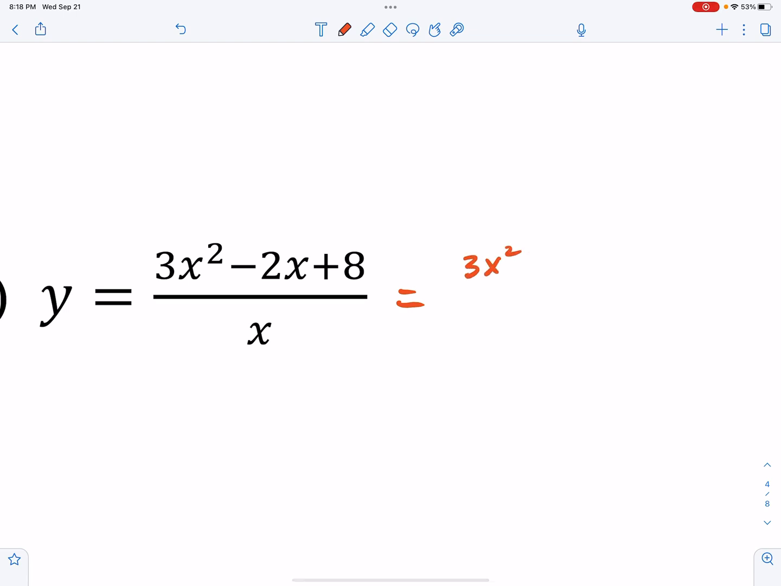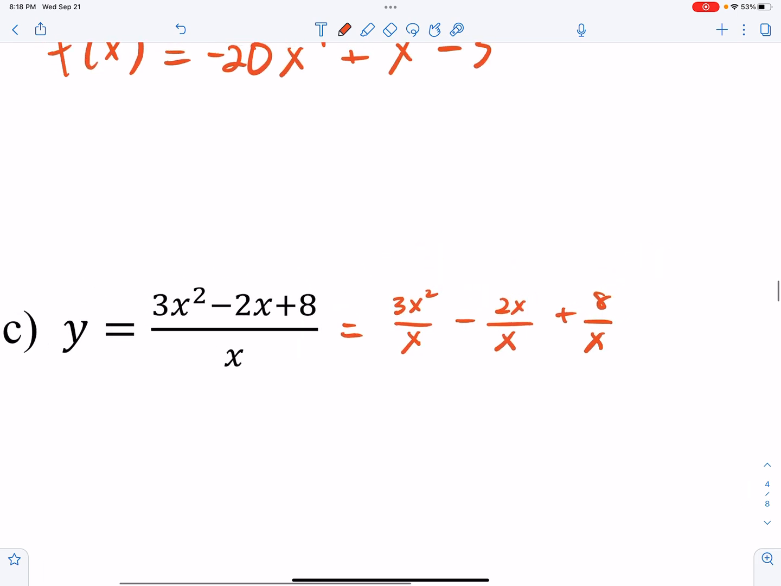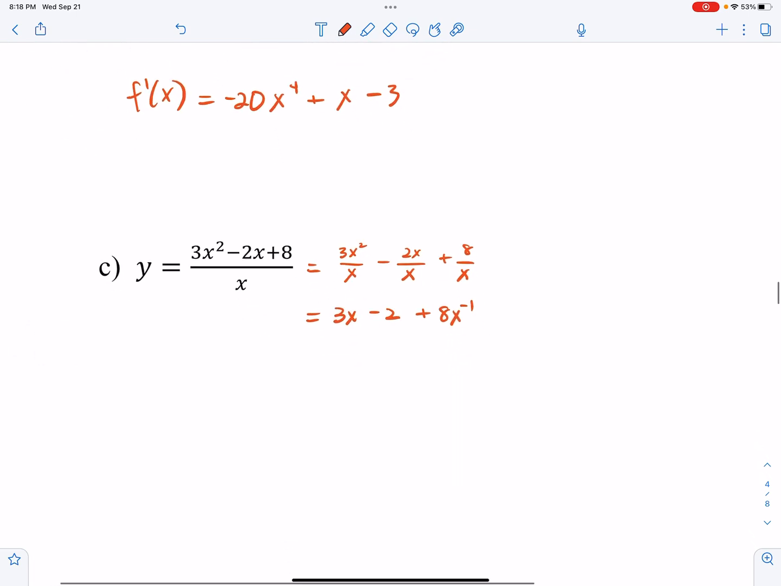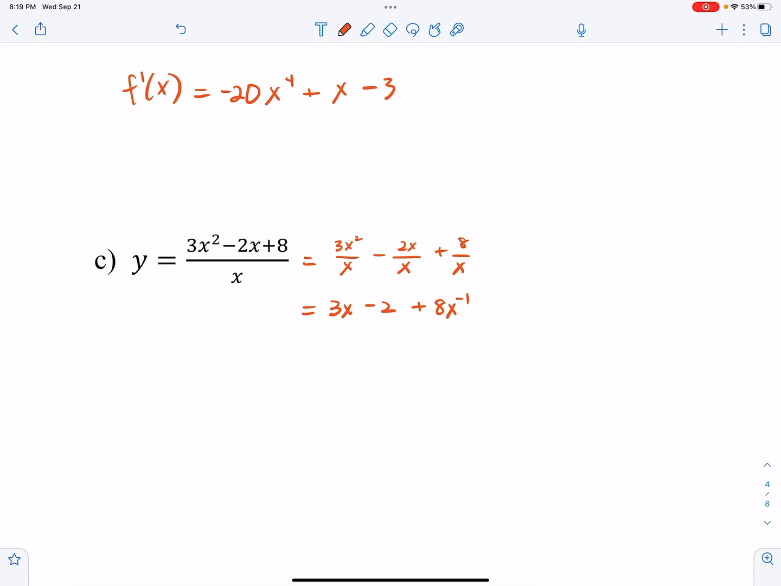So 3x squared over x minus 2x over x plus 8 over x, and then simplify. So that's 3x minus 2, and then I'm going to rewrite 8 over x as 8 times x to the negative first to think about using power rule. So y prime would then be 3 for the derivative of 3x, derivative of negative 2 is 0, and then the derivative of 8 times x to the negative first would be negative 8x to the negative second power. And then just rewriting that without the negative exponent: 3 minus 8 over x squared.